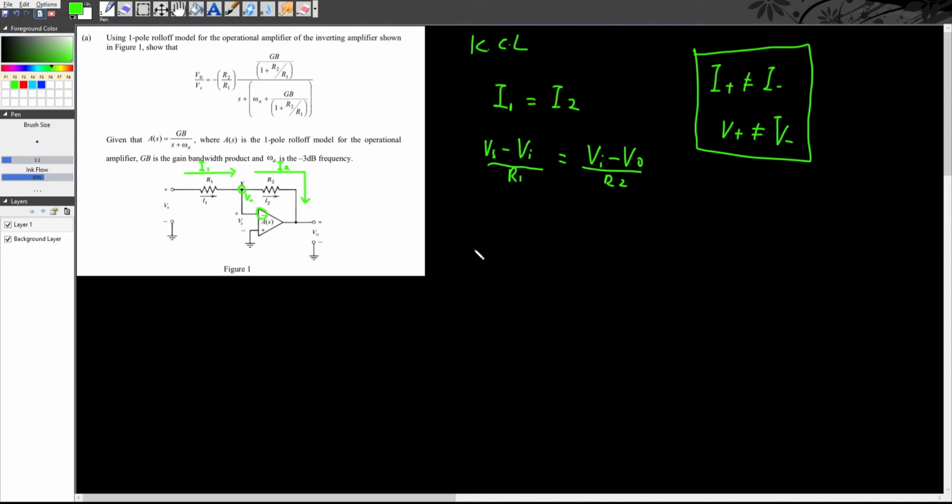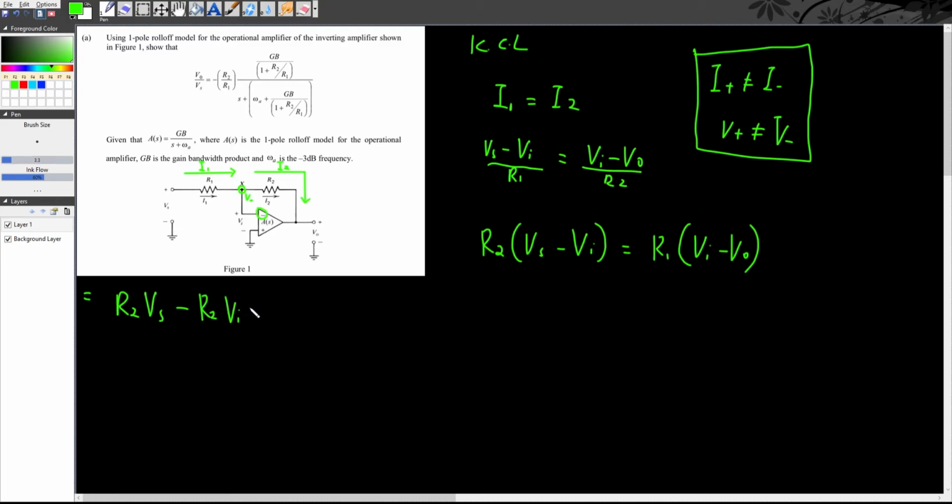So let's simplify this. If we simplify this, it's going to be R2 into Vs minus Vi is equal to R1 into Vi minus V0. So if we expand this, let's write down here, it's going to be R2 Vs minus R2 Vi is equal to R1 Vi minus R1 V0.